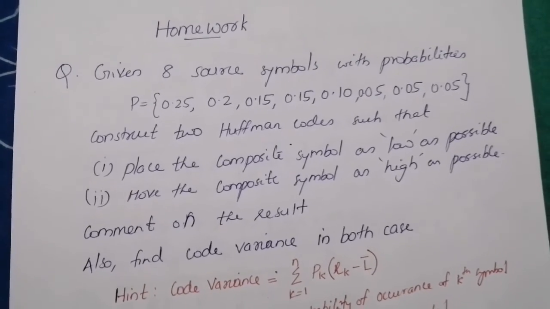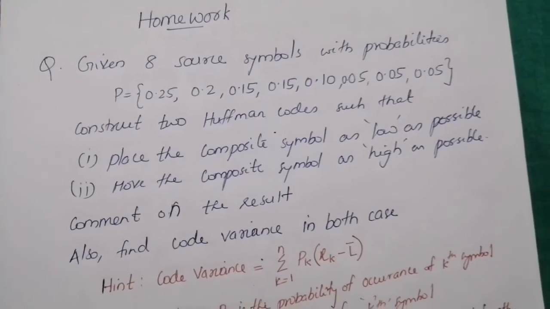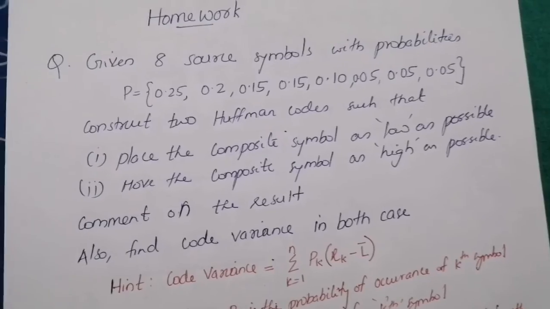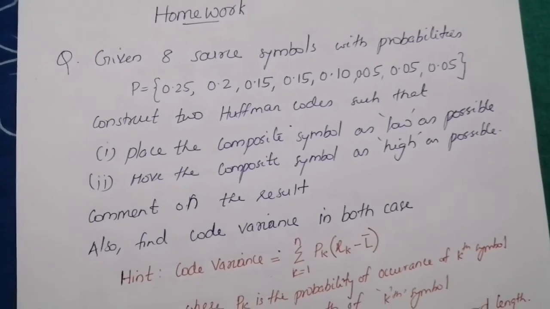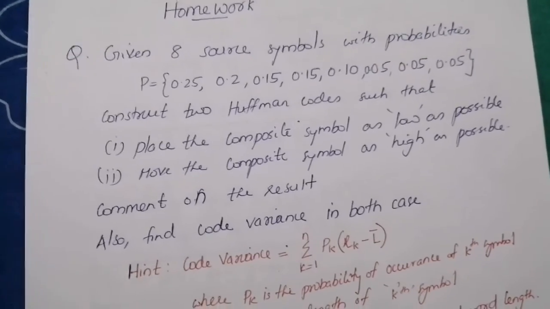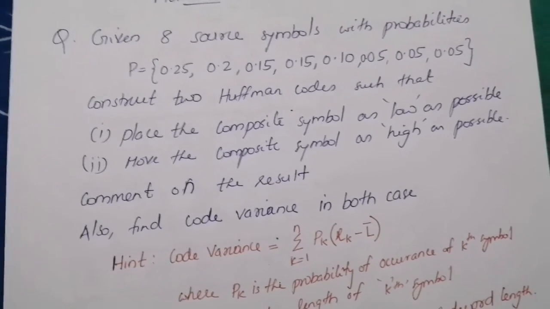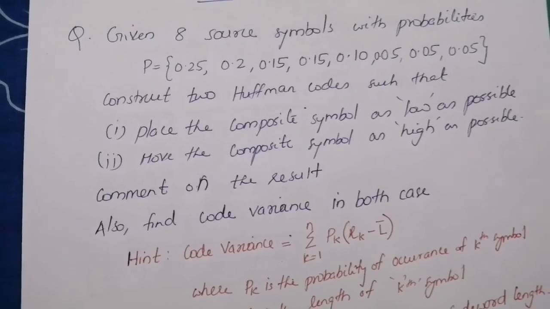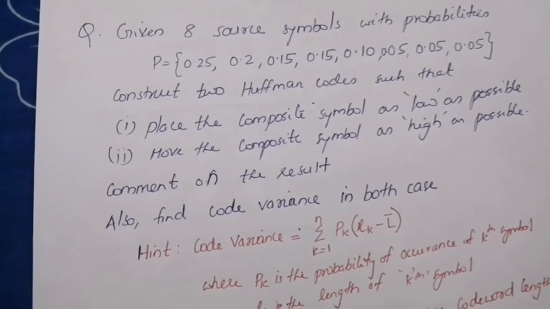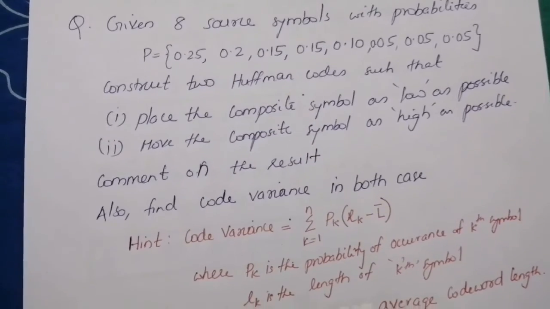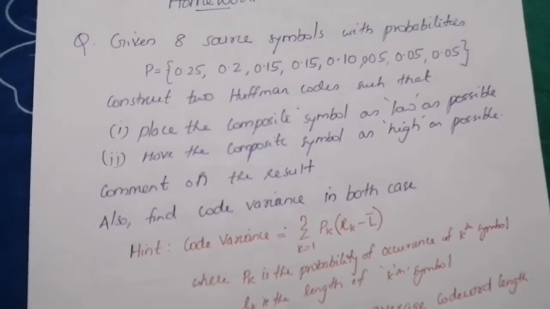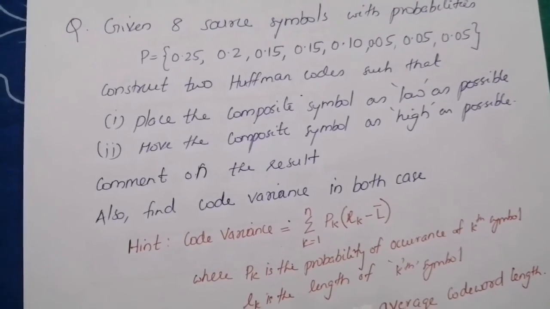Now please do a homework problem. Given 8 source symbols with probabilities 0.25, 0.2, 0.15, 0.15, 0.10, 0.05, 0.05 and 0.05 respectively. Construct 2 Huffman codes such that, in the first case, move the composite symbol as low as possible. Second case, move the composite symbol as high as possible. Comment on the result. That is, you need to find the efficiency of the Huffman code in both cases. Also find the code variance in both cases.